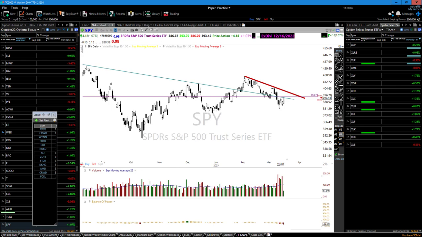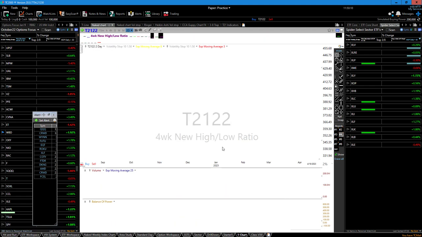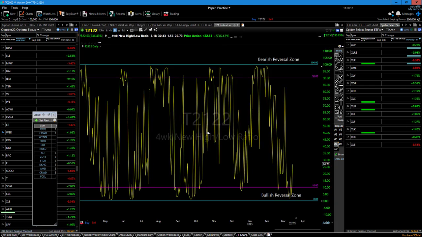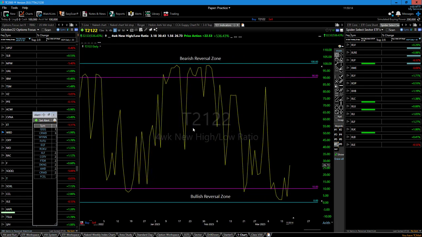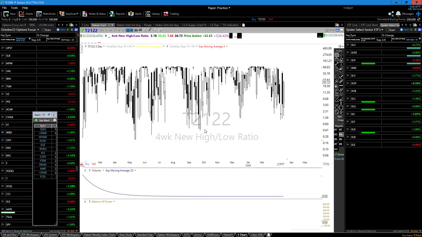But if we look at our T2122, are we anywhere near a major resistance level in the chart? T2122. Could we still be breathing in for a while? So, if you choose to buy the 408 puts right here, that's okay.